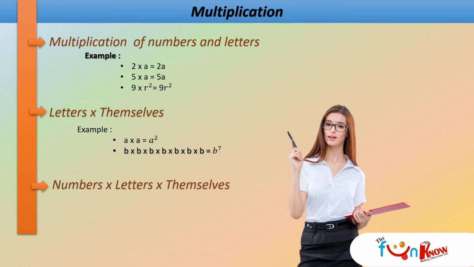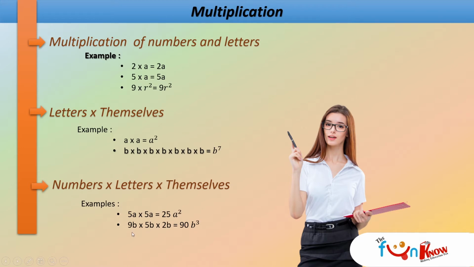Numbers multiplying by letters with themselves. Let's see. 5a, there is a number plus a letter. 5a into 5a. We have already seen a into a is a square. 5 into 5, I hope everyone knows the table. 5 into 5 is? Yes, 25. So the answer will be 25a square.